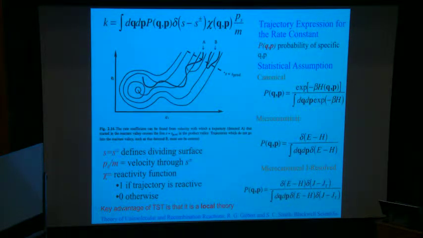So this is the classical expression. You just simply integrate trajectories in time, solve Newton's equations, and then evaluate whether or not they were reactive trajectories and what their velocity is. We can think about this at the canonical level.